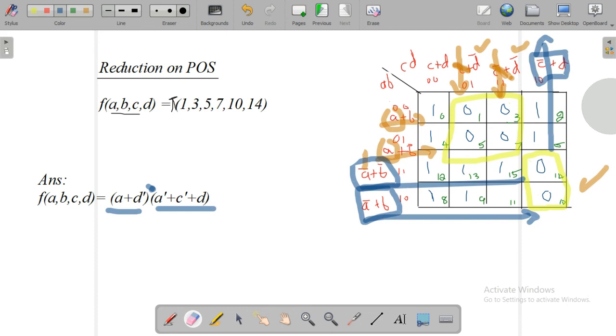Then in the next class we will do this overlapping and everything. Okay, hope all of you understood well.